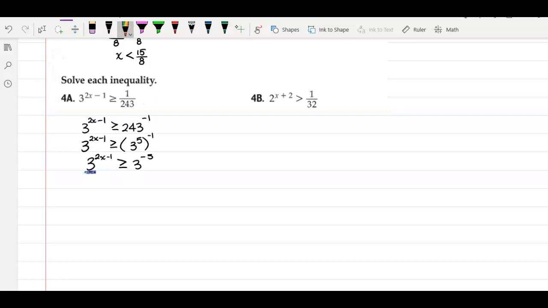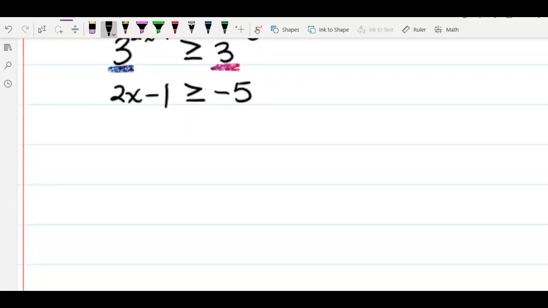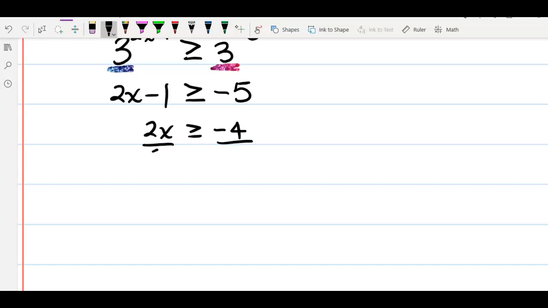Notice that the bases are equivalent, so I can just drop the bases and compare the exponents. The exponent on the left is greater than, or equal to, the exponent on the right. And now we solve. We add 1 to both sides. We divide by 2. I don't need to flip my sign because I'm dividing by a positive number. And that's my answer.